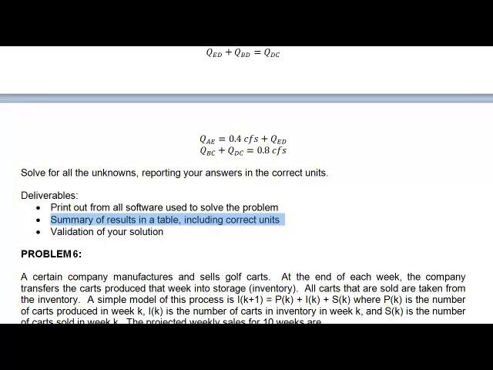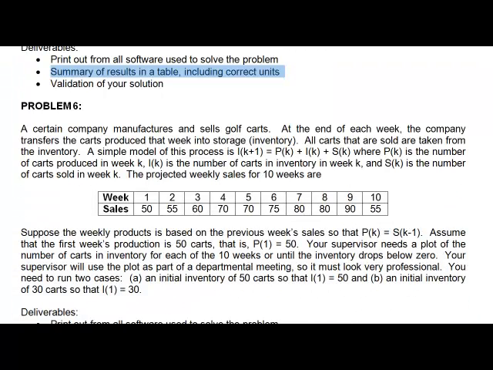Moving on quickly, looking at problem 6. This one is a company that manufactures and sells golf carts. Read this problem through carefully. I really don't think it's as bad as it might initially look.